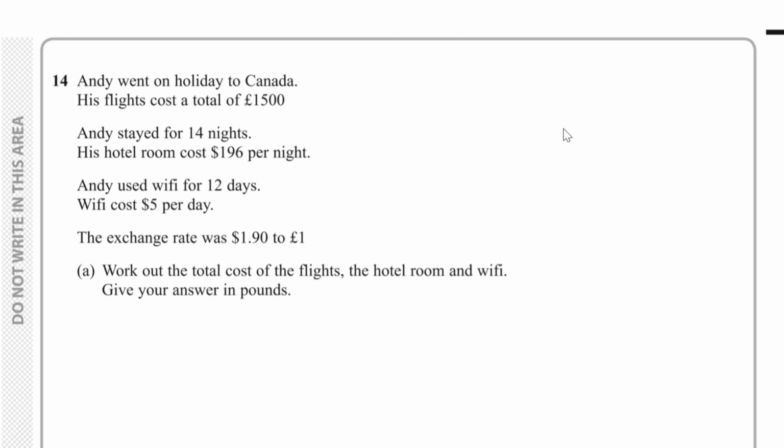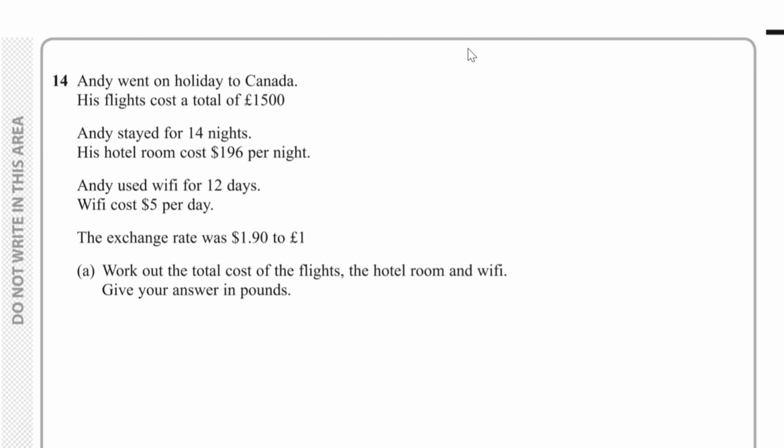Question number 14. Andy went on holiday to Canada. His flight cost a total of £1,500. Andy stayed for 14 nights. His hotel room cost $196 per night. Andy used Wi-Fi for 12 days. Wi-Fi cost $5 per day. The exchange rate was $1.90 to £1. You have to work out the total cost of flights, the hotel room and Wi-Fi. Give your answer in pounds.